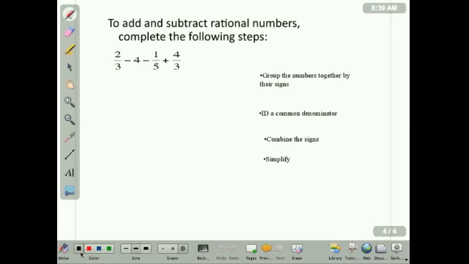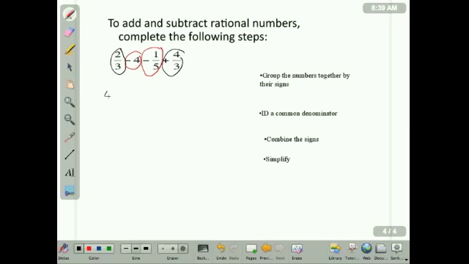2/3 minus 4 minus 1 over 5 plus 4 over 3. Well, we're going to go ahead and group our signs into positives and negatives. This is a positive, and this is a positive. And these are both -4 and a -1. So I'm going to go ahead and group them together.